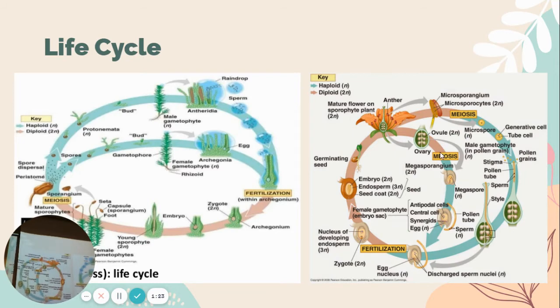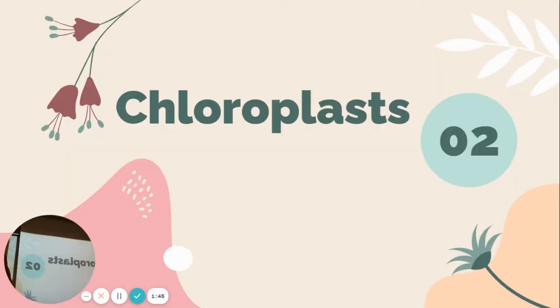Okay. These are examples of some life cycles of plants. A distinguishing feature of plant life cycles is alternation of generations, where there's one phase where they're haploid, which means half the number of chromosomes, and one stage where they're diploid. These are called sporophytes and gametophytes.